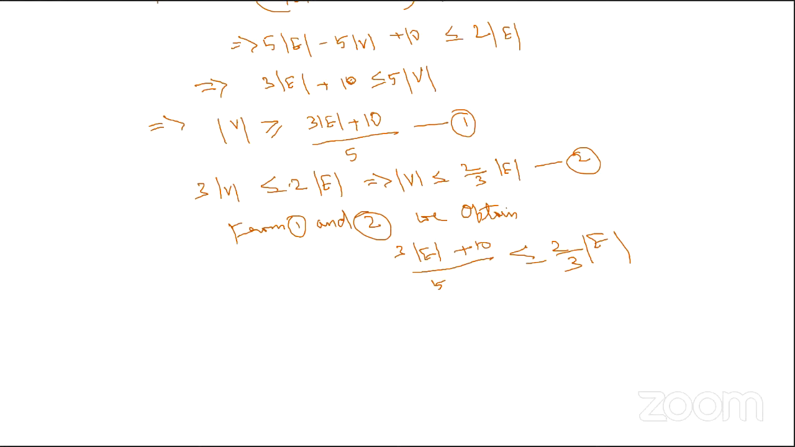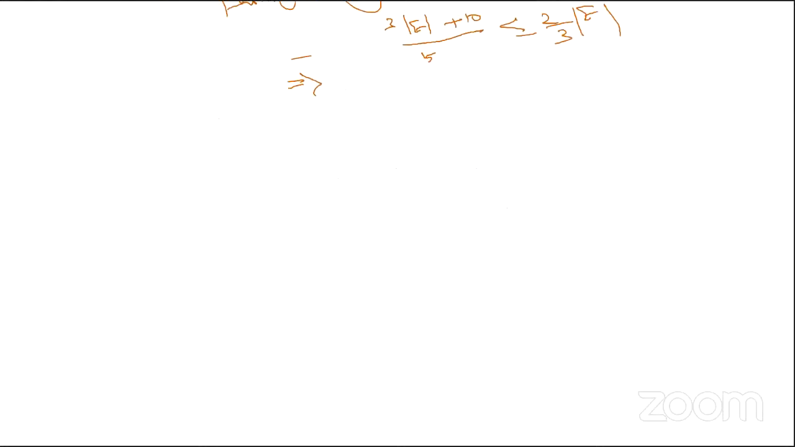So that implies 9 of edges plus 30 less than or equal to 10 of E. By cross multiplication, we are getting that implies mod edges greater than or equal to 30. Hence proved, hence the result.